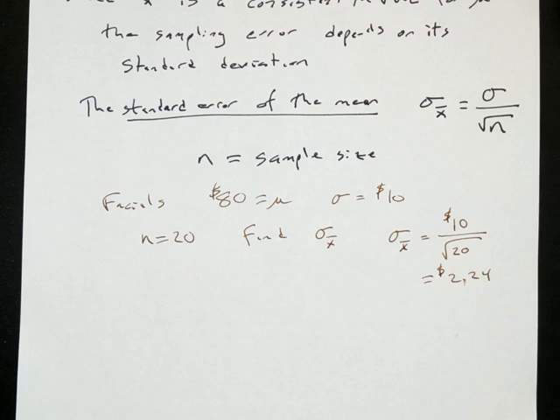Okay, wait a minute. If I were to take a larger sample, say 40 instead of 20, what would happen to my standard error? Get smaller still, right?